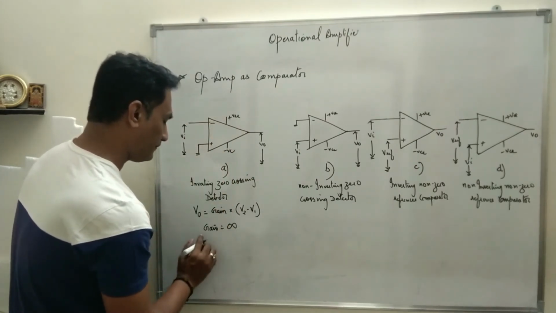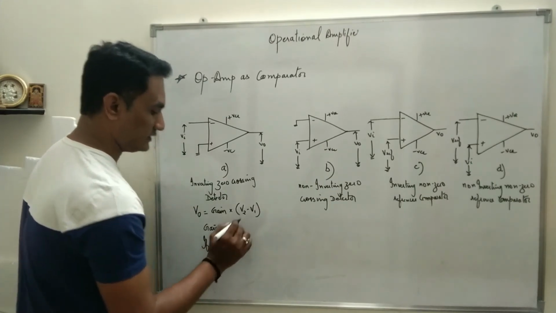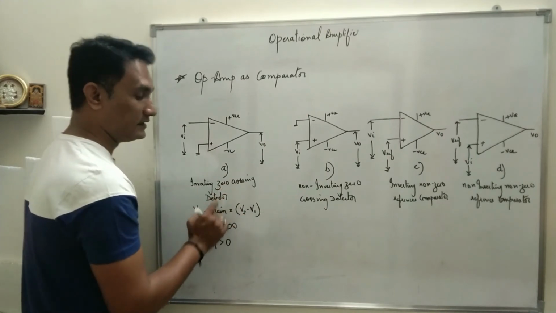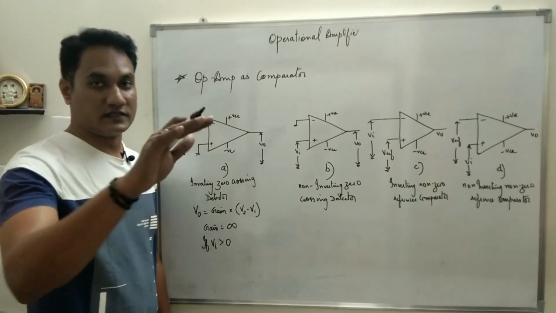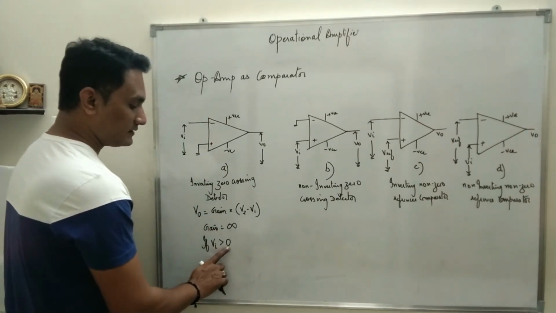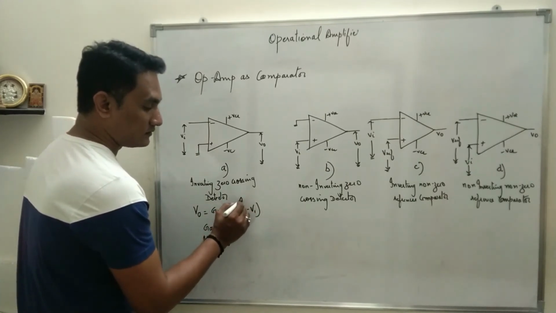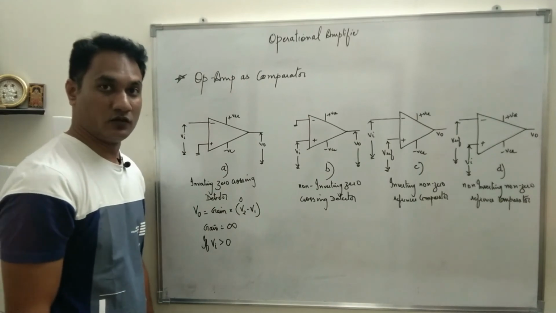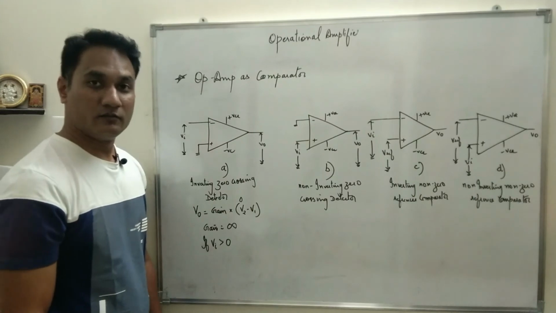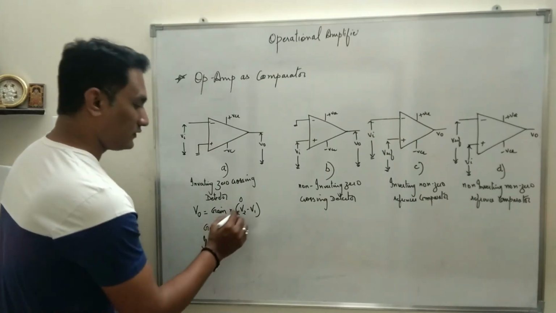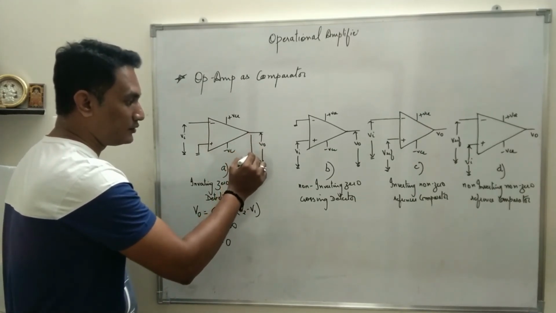Now if Vi is greater than 0, as I said, this is an inverting zero crossing detector, it detects when the signal is going to cross the 0 mark. If Vi is greater than 0, what is the difference? This is 0 and this Vi is greater than 0. Then 0 minus a higher value will be negative in subtraction. So this difference will be negative, and gain is infinite, so the output will keep on increasing up to negative saturation.